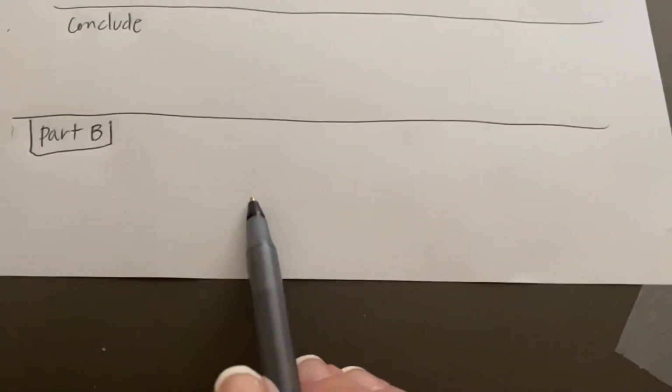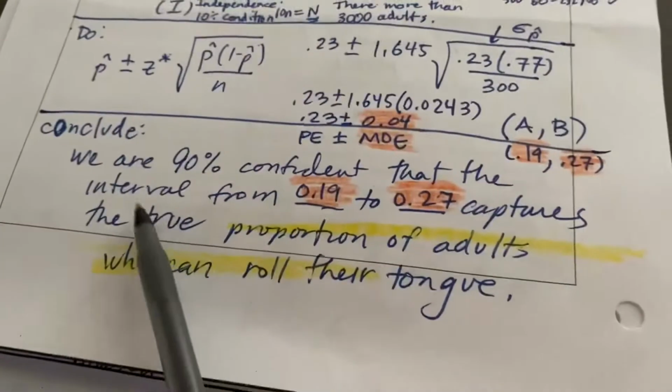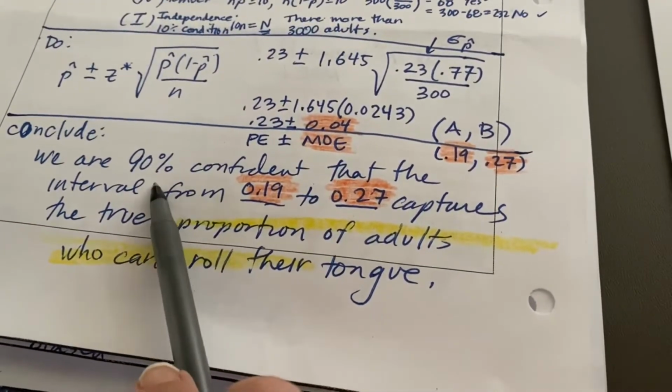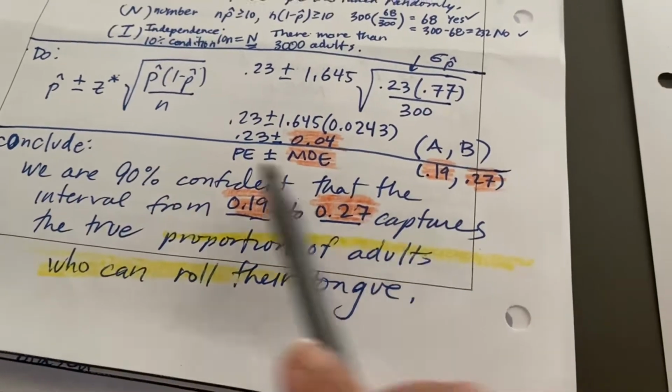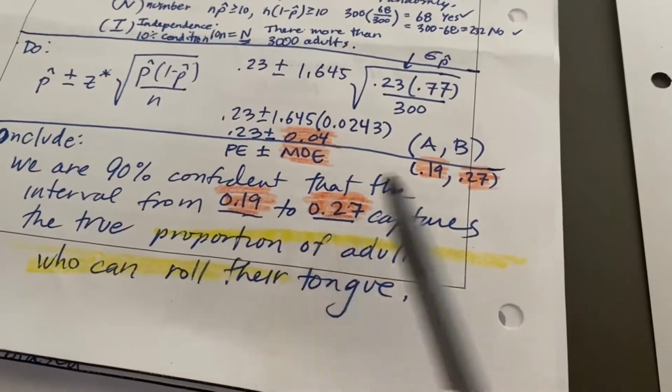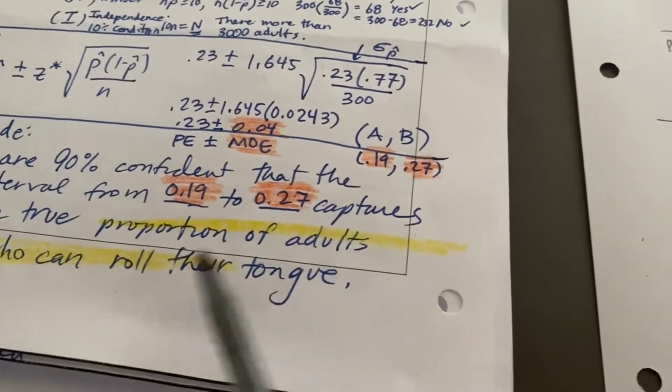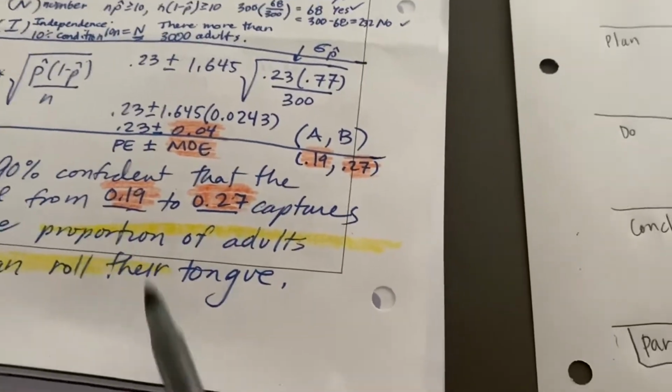Now we know what the conclusion part's going to be. State, plan, do, conclude. In this instance, we're going to be 96% confident that the interval created from our calculator would capture the true proportion of adults who agreed with this statement, I should exercise more than I do. So I'm going to go ahead and write that.